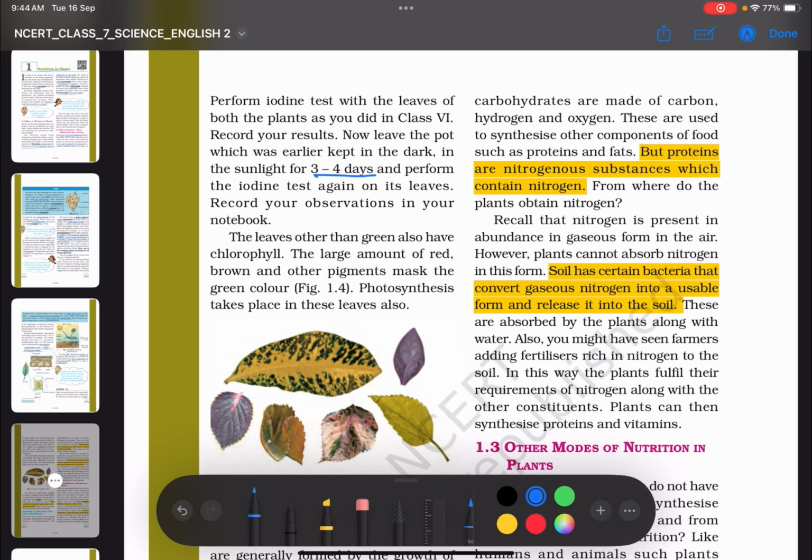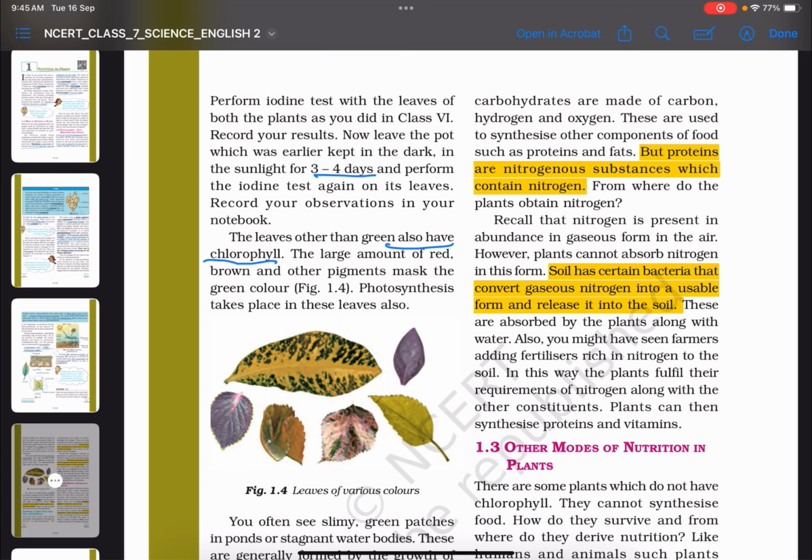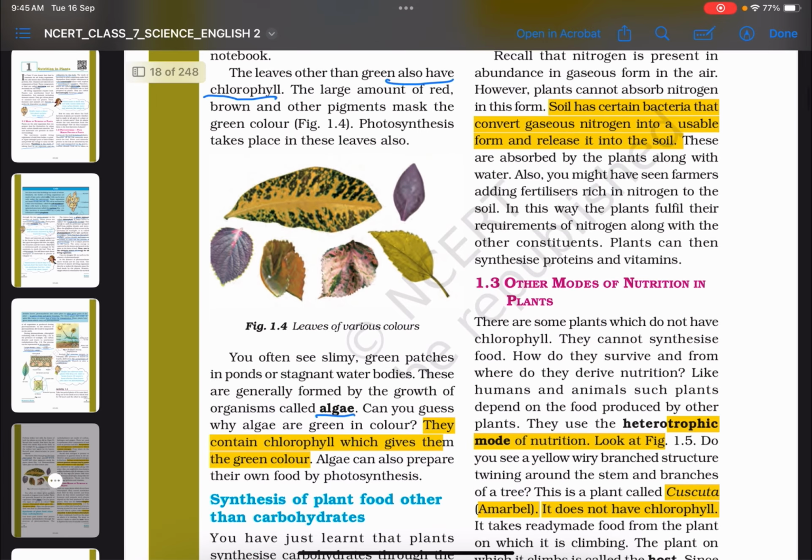The leaves other than green also have chlorophyll. The large amount of red, brown and other pigments mask the green color. As you can see in figure 1.4, photosynthesis takes place in these leaves also.